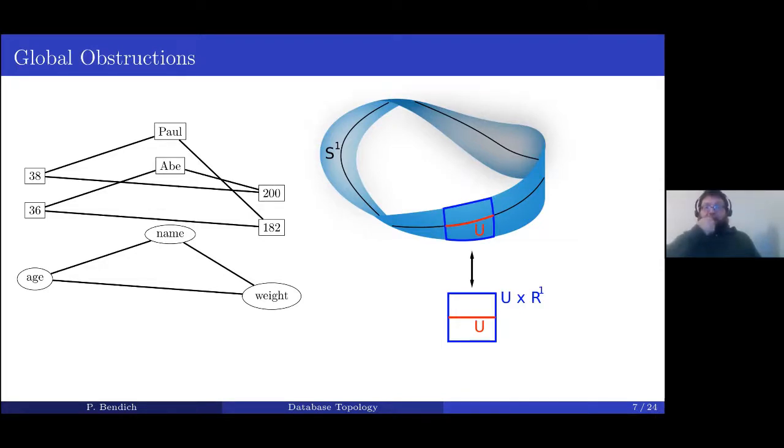You could imagine people might have different nicknames. So you might have some metric on names for how likely they are to be nicknames for each other. Or maybe there's Paul in one and there's Dr. Bendich in another, or some nonsense like that. So that's the story intuitively. Now let's set up a lot of mathematical machinery to make it make sense.